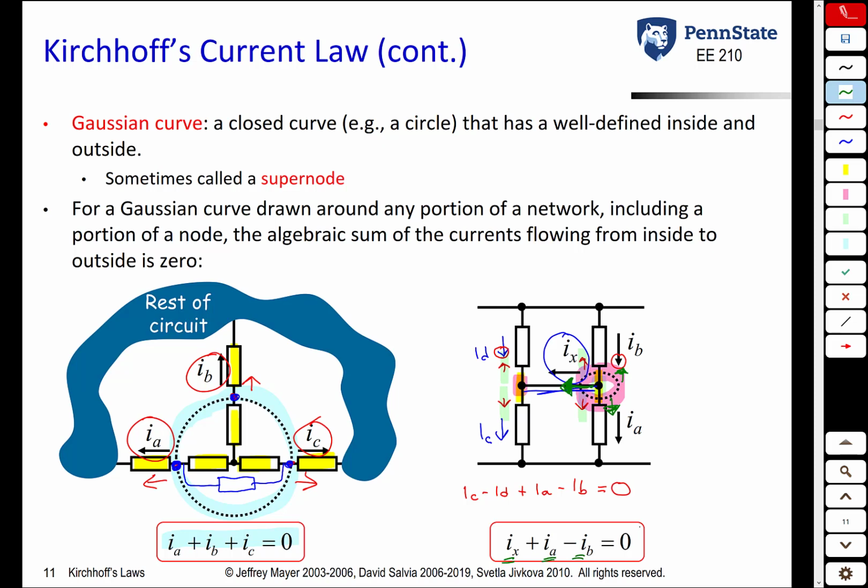So we get two different equations here. If you do this subnode, so to speak, you get Ix plus IA minus IB is equal to 0. If you consider the entire node, you get IC minus ID plus IA minus IB is equal to 0. Both of these are valid. So we will see that there are times in circuit analysis where we want to create these Gaussian curves, or the supernodes as we call them, and do Kirchhoff's current law for them rather than Kirchhoff's current law for a specific node. It's valid either way.